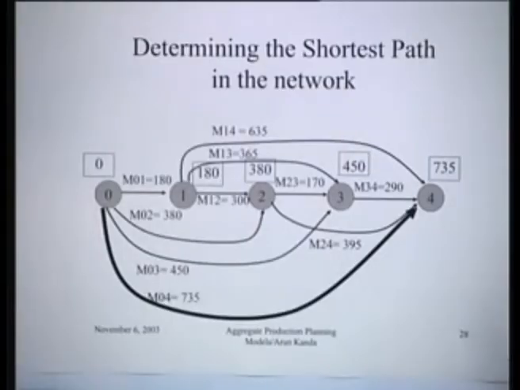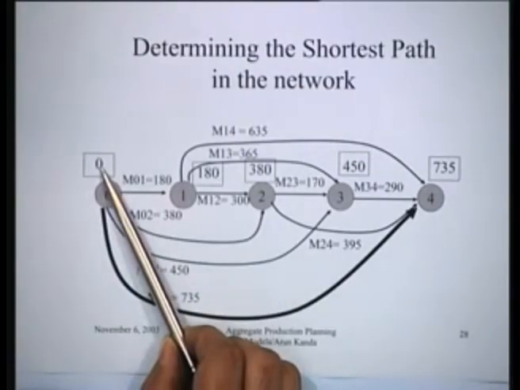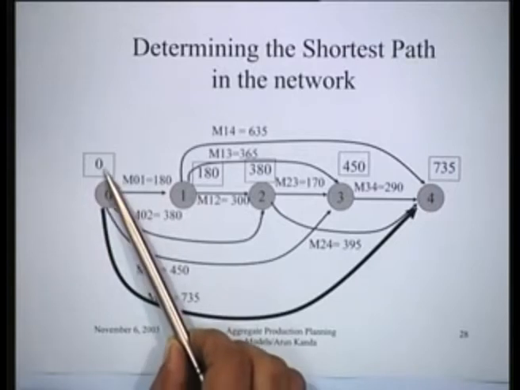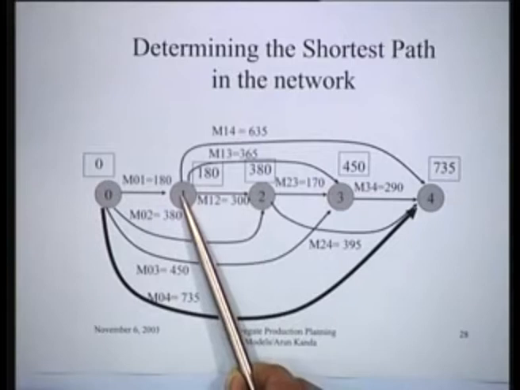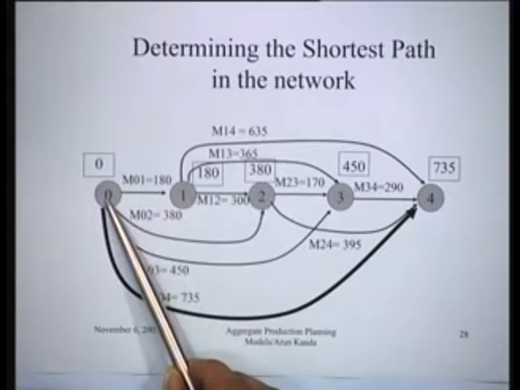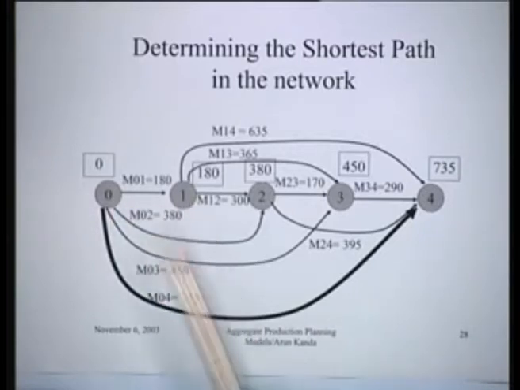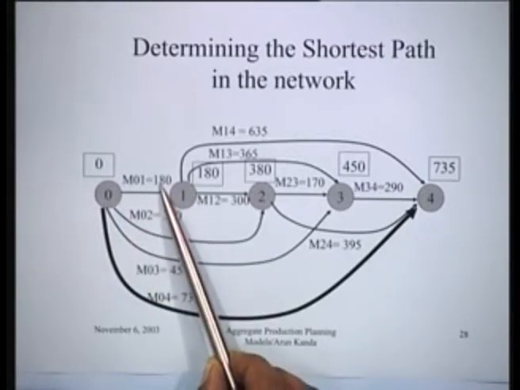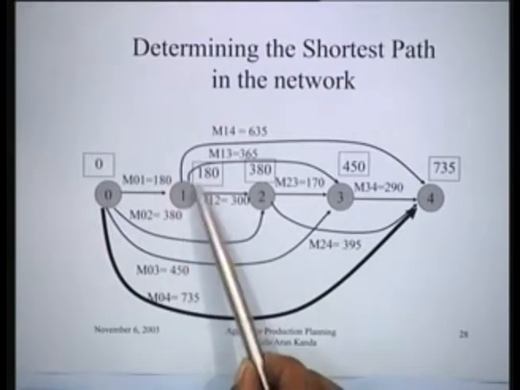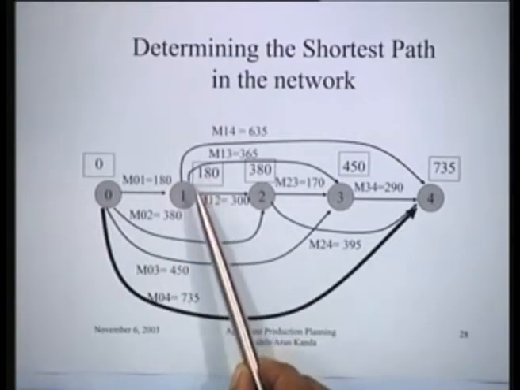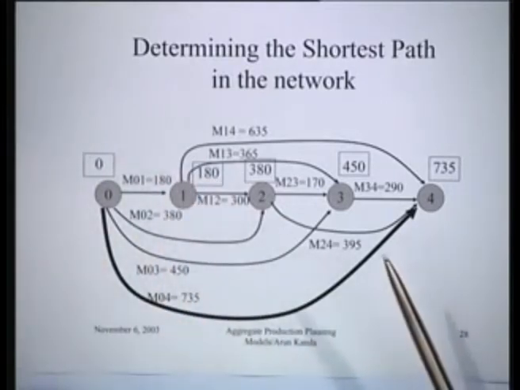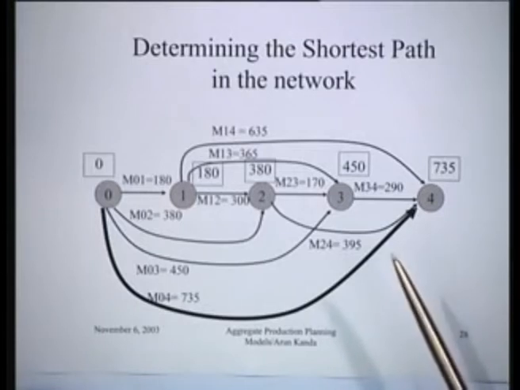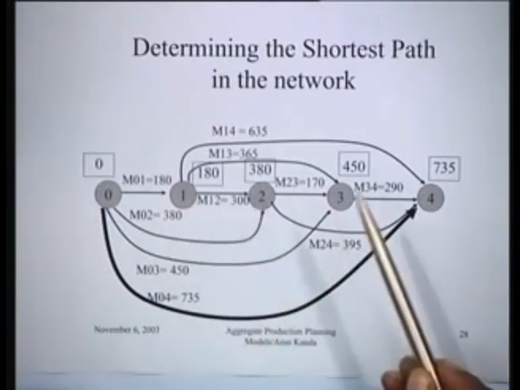What you find is, you give a value 0 here, because this is like starting milestone 0. Now when you come to node 1, there is only one way you can come to node 1 from node 0, that is this one. No other arc comes to node 1. So this length is 180. So the shortest path up to node 1 is of length 180. So we put 180 there and box this value. Is that clear? Then let's go to node 2.